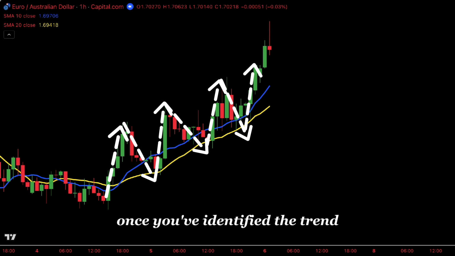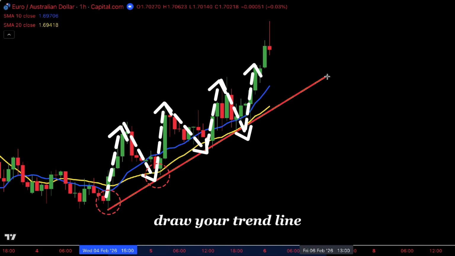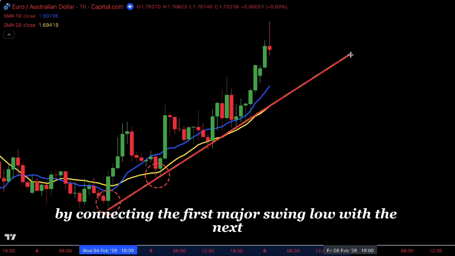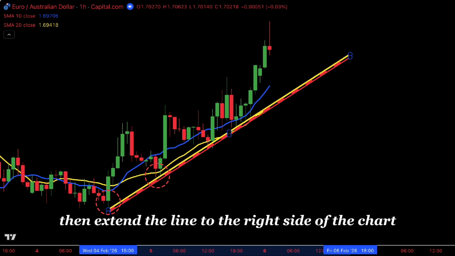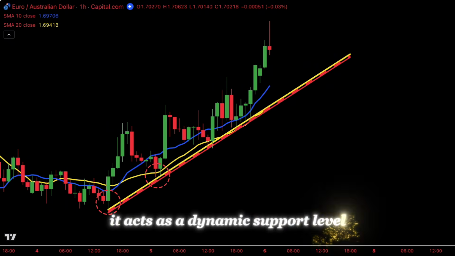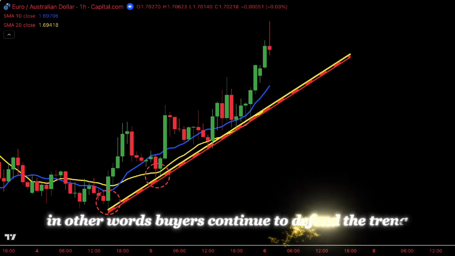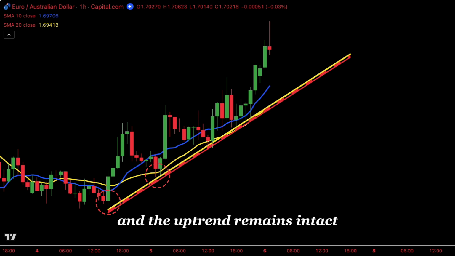Once you've identified the trend, locate two or more significant swing lows. Draw your trend line by connecting the first major swing low with the next higher swing low, then extend the line to the right side of the chart. As long as price continues to respect this trend line, it acts as a dynamic support level. In other words, buyers continue to defend the trend, and the uptrend remains intact.